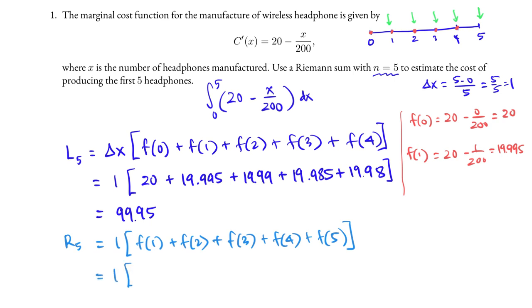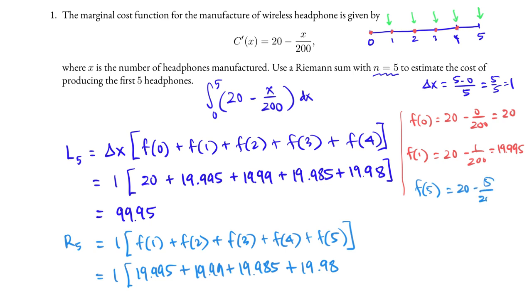This is 1 times f of 1, which is 19.995, plus f of 2 is 19.99, f of 3 is 19.985, f of 4 is 19.98, and if we evaluate f of 5, we will have 20 minus 5 over 200. This will give us 19.975. So f of 5 is 19.975.